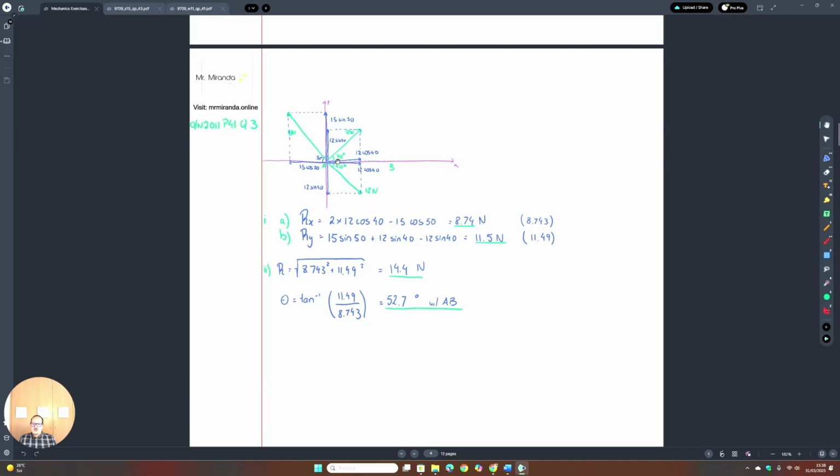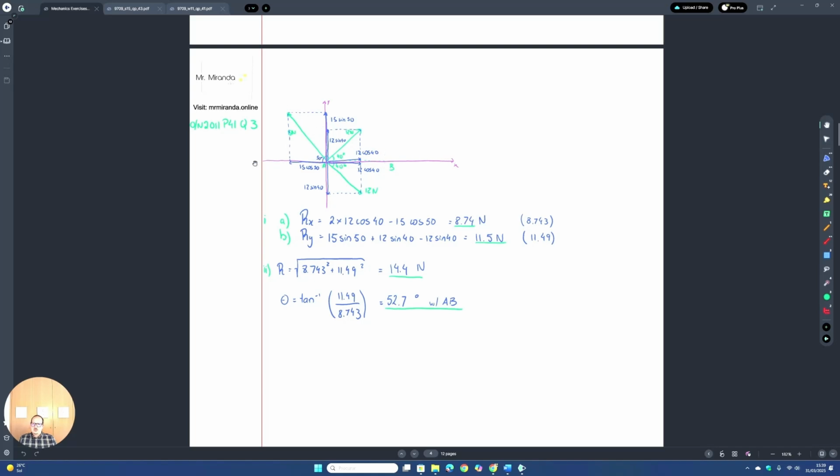So if this is 40, and if you know that this is 90, you have 90 plus 40, this is 130, meaning that this bit over here is 180 minus 130, which is 50 degrees. Okay, so you already have all the information required to decompose all of the forces.